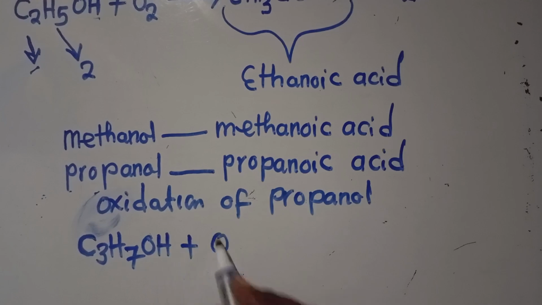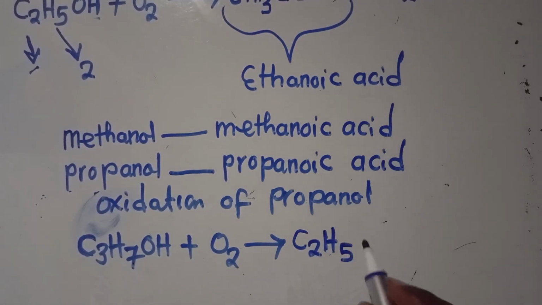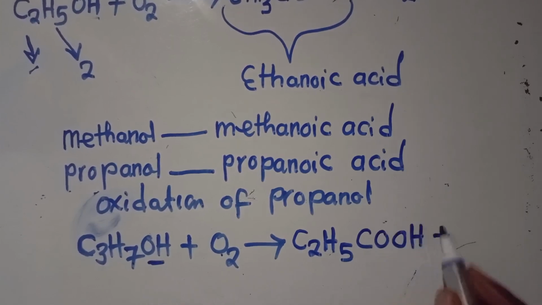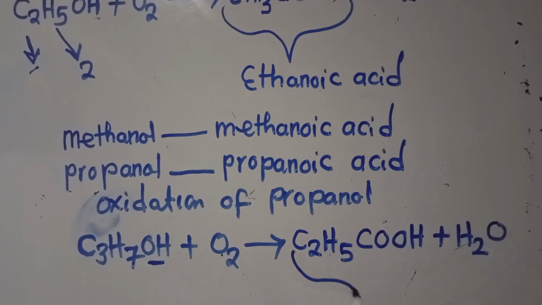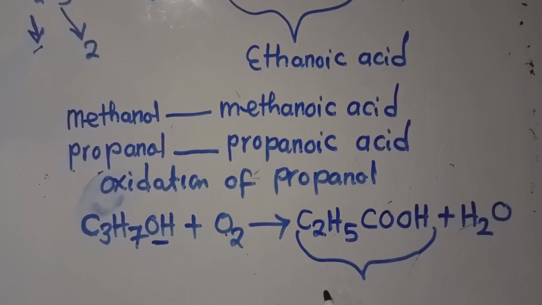When it reacts with atmospheric oxygen, what is formed here? I've told you that the carbon count drops by 1, so you are going to have 2. You say H. This one drops by 2. 7, remove 2, you remain with 5. The C that dropped, you write it here. Then this O2, you get 1. Then you write OH there. Then plus water, the 2 hydrogens that we removed and the O that remained there. So this compound that is here, this is what I'm now calling propanoic acid.